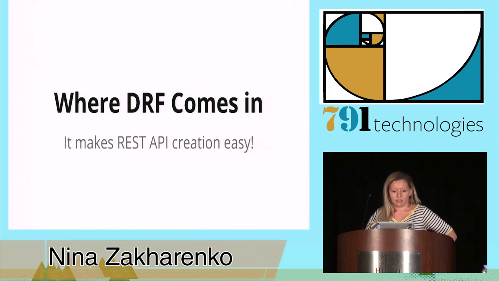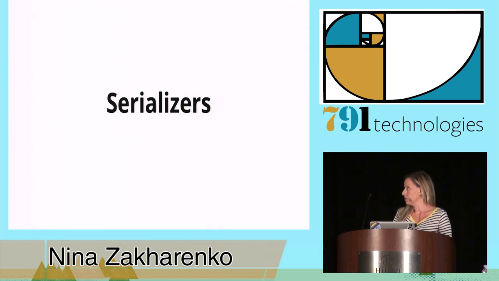So here is where DRF comes in. DRF is Django REST Framework, and it makes API creation really, really easy. So serializers can be thought of as Django forms. They're a guide to representing your data over the wire. You're telling DRF how you want that data to look.